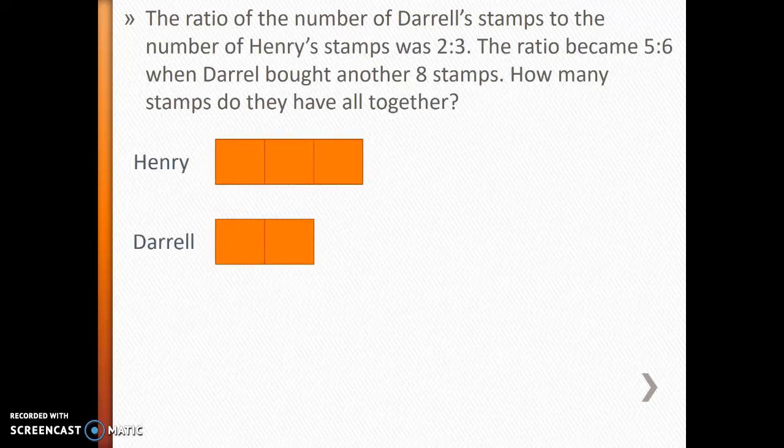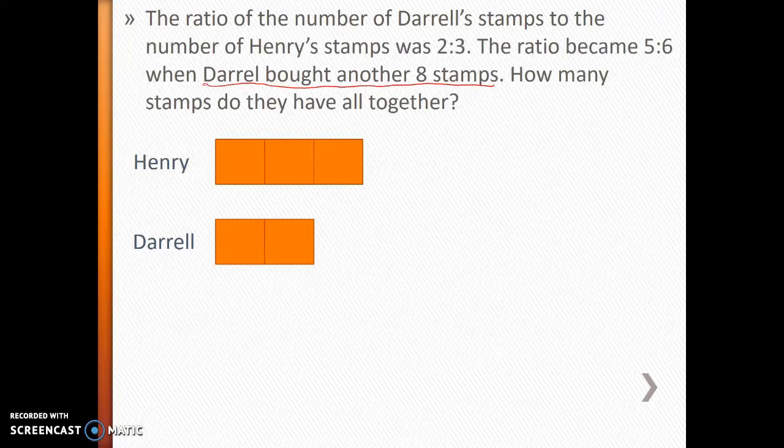There we go. We've got Henry with 3 units and Daryl with 2 units. What is the after situation? The ratio became 5 to 6 when Daryl bought another 8 stamps. So the ratio is going to change, and our next question: what is changing? We can see that Daryl is going to buy more stamps. So Daryl's quantity changes, but it doesn't say anywhere in the word problem that Henry's changes. And then it asks how many stamps they have altogether. That's the question I'm trying to answer.